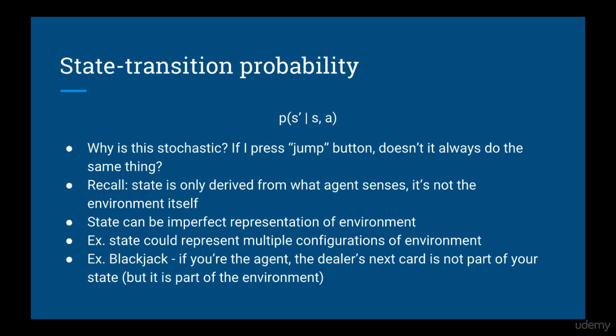As an example of an imperfect representation of the environment, think about blackjack. You might think of the dealer's next card as part of the state, but if you're the agent, you can't see the next card, so it's not part of your state. It is part of the environment.